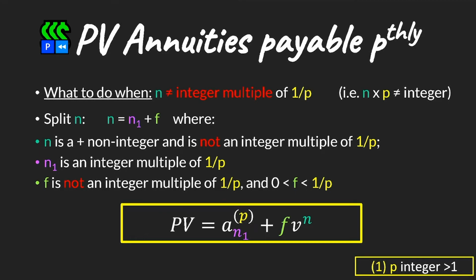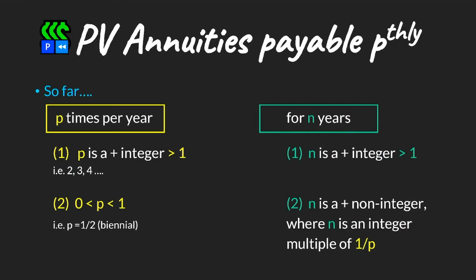More formally, if we have a case where n is not an integer multiple of 1 over p, then we have that n is a non-integer but not an integer multiple of 1 over p, and we will split it up into two components where n1 is an integer multiple of 1 over p and f is not an integer multiple of 1 over p, but f lies between 0 and 1 over p, and we have this generic formula for calculating the present value. Please note in this case p is still an integer greater than 1, and this specifically deals with an annuity that's paid in arrears. So we've seen the case where p is a positive integer and n is an integer, as well as the case when n is a non-integer, and as long as n is a non-integer that's also an integer multiple of 1 over p, we can make use of our annuity formulas.